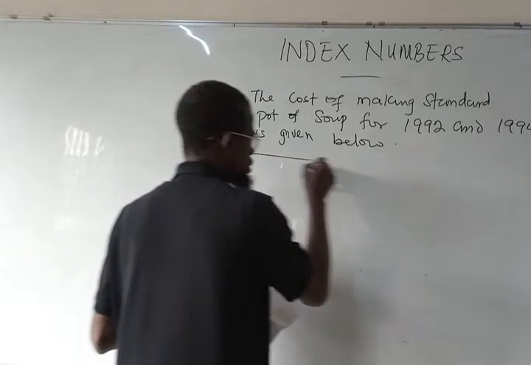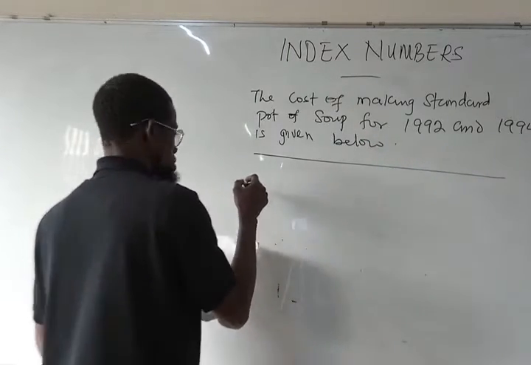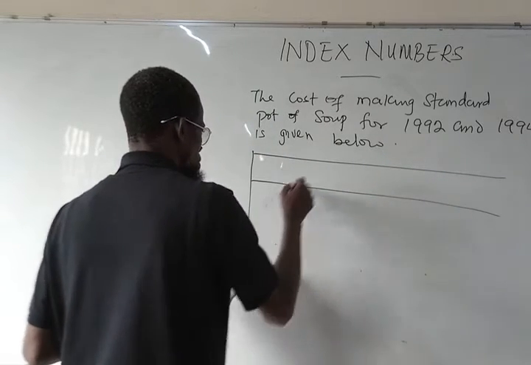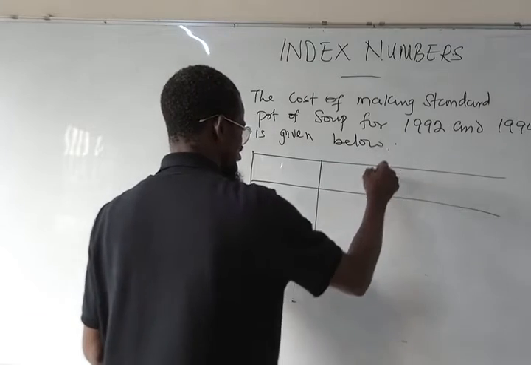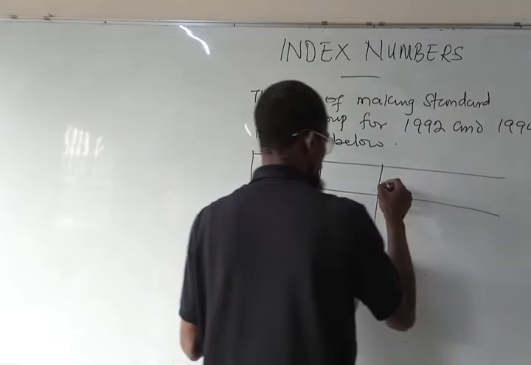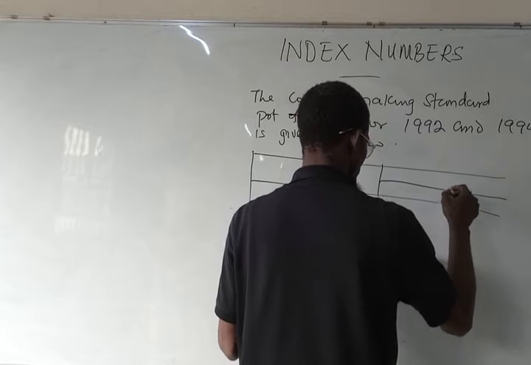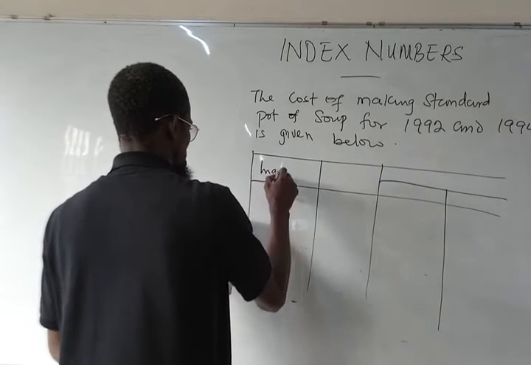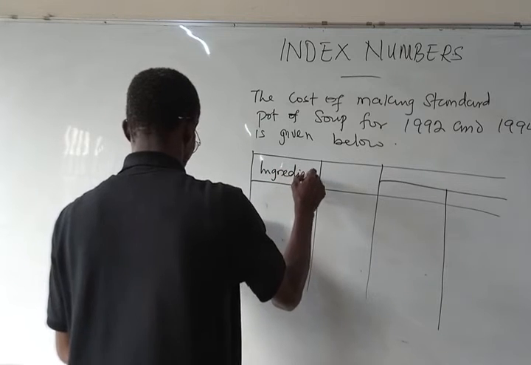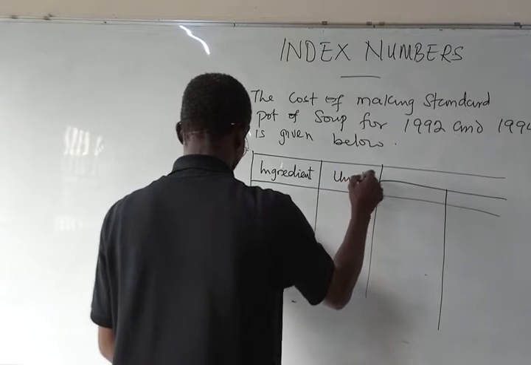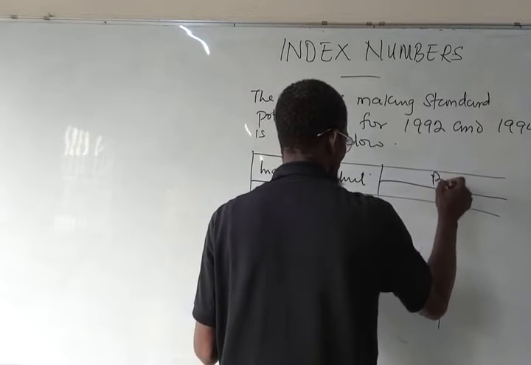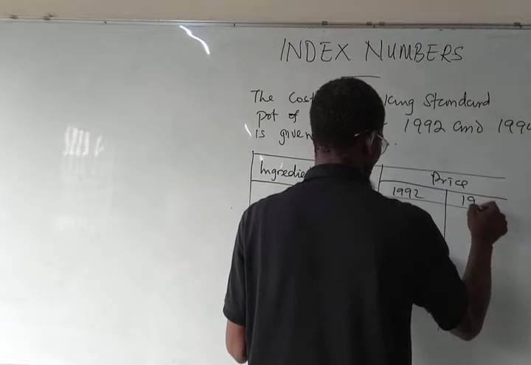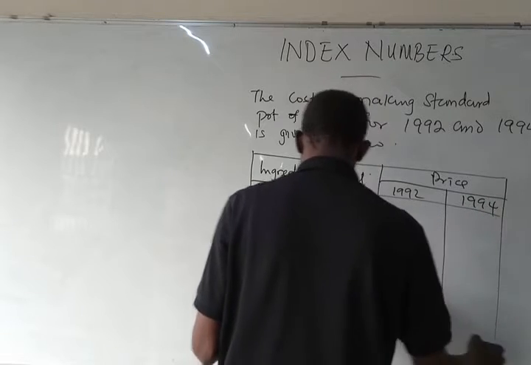I have the table here to demonstrate this. So I have my ingredient here. I have the unit of the ingredient. I have the price of 1992 and I have the price of 1994.